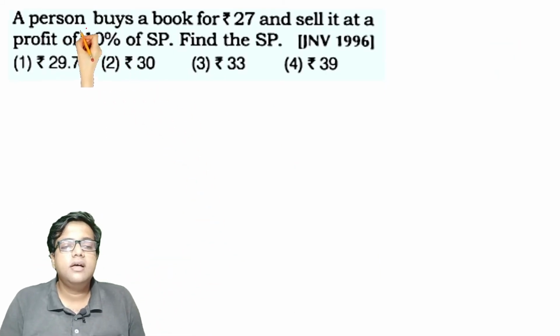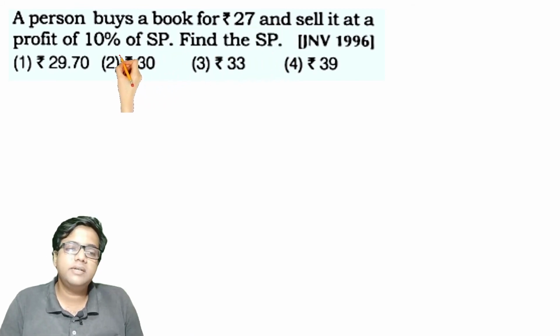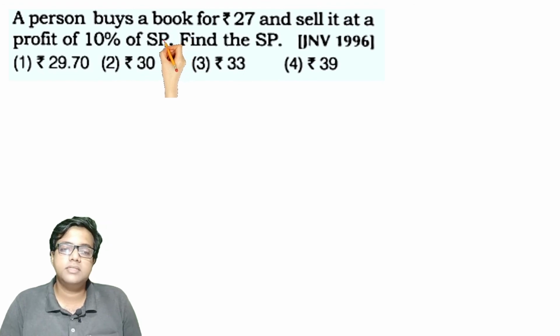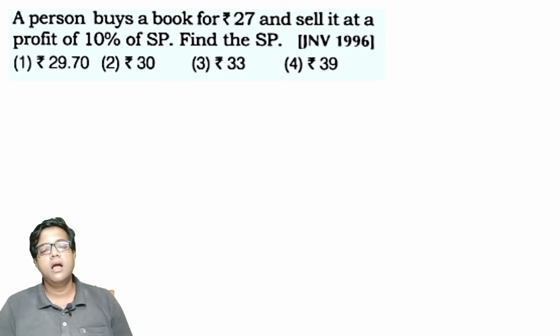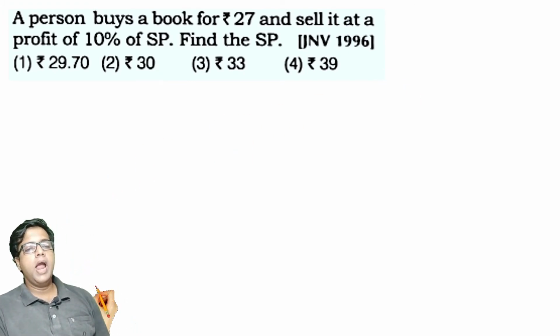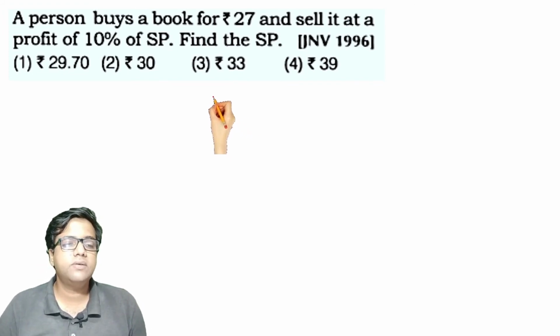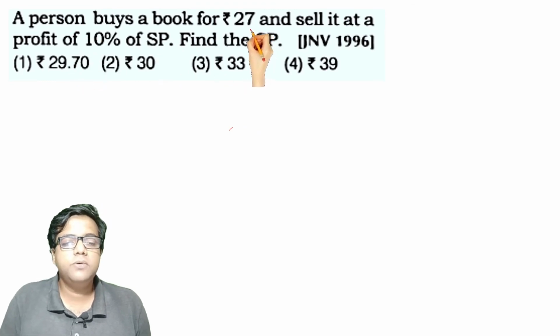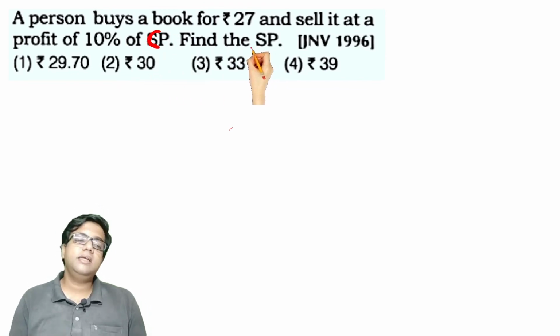Let's move ahead. A person buys a book for 27 rupees and sells it at a profit of 10%. The question is quite wrongly given here. It should be: a person buys a book for 27 rupees and sells it at a profit of 10% of cost price. Find the selling price.